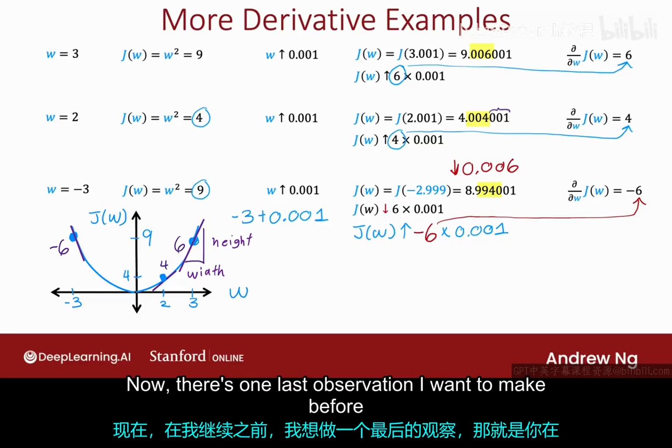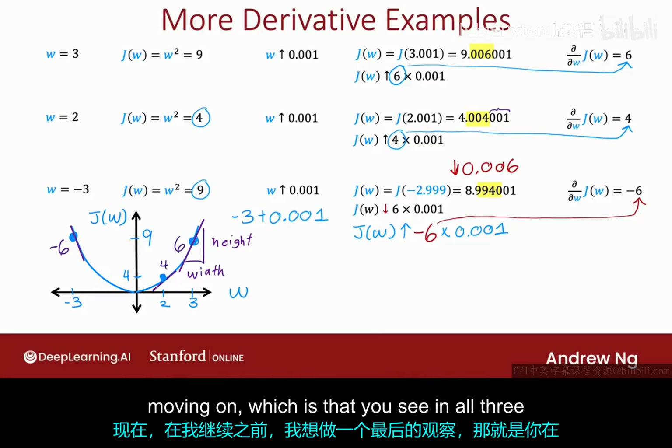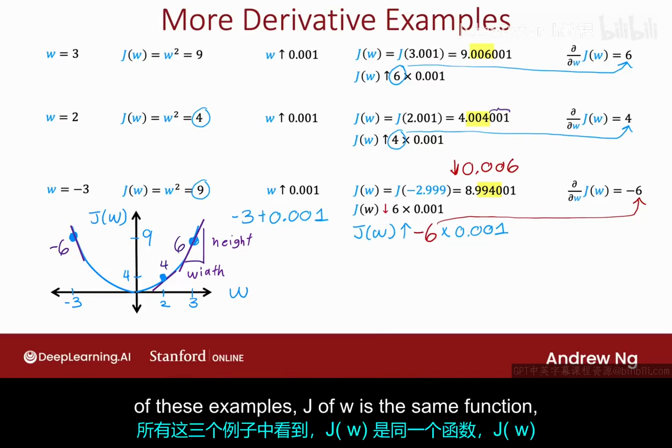Now, there's one last observation I want to make before moving on, which is that you see in all three of these examples, J of w is the same function.